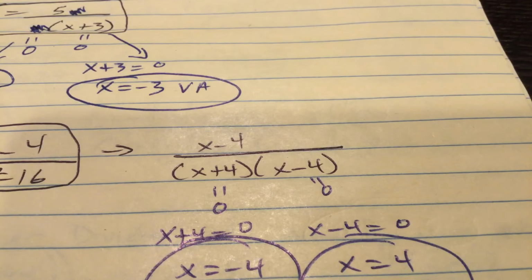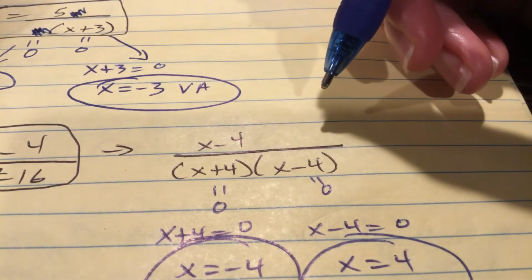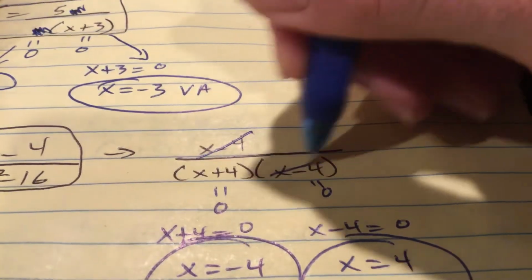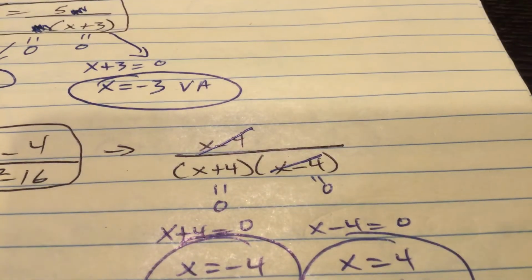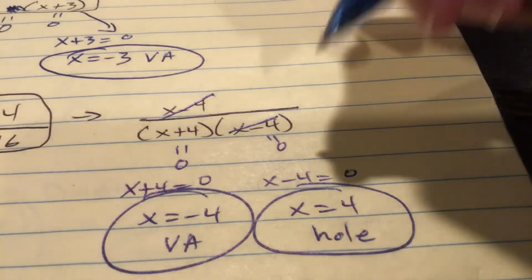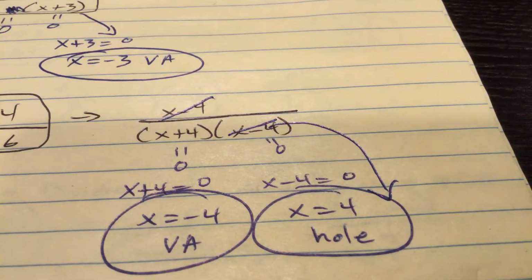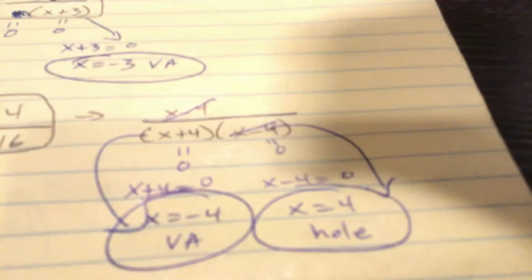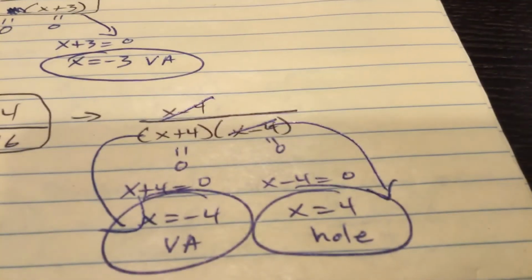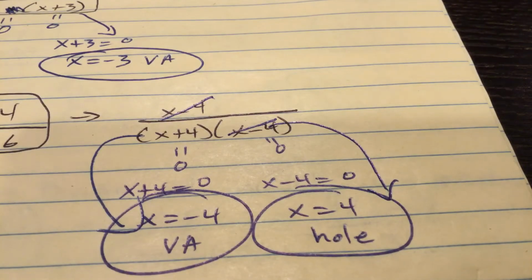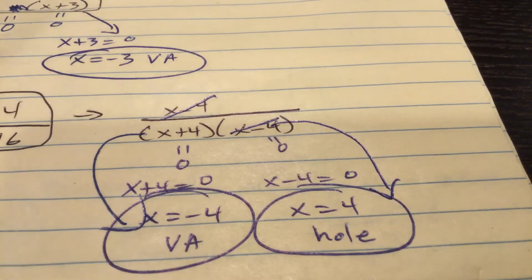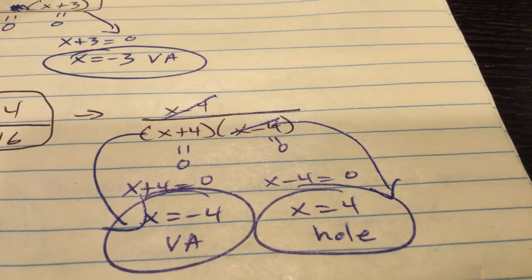Then I look to see if anything cancels. Can you see anything cancel? I think those cancel. Because they cancel, that x minus 4 equals 0, which means x equals 4. That is a hole. x plus 4 did not cancel. So x equals -4 is a vertical asymptote. And that section there is done.